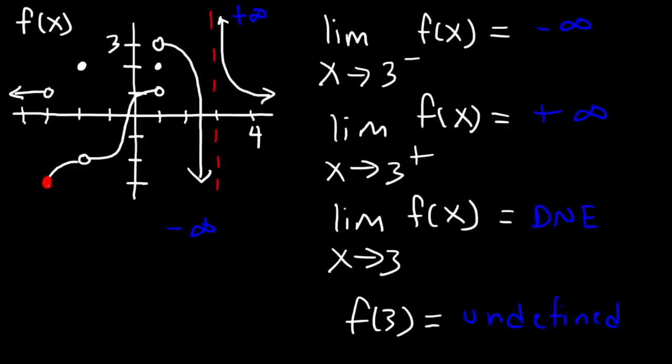So a good example of having a vertical asymptote at x equals 3 would be a function like this, 1 over x minus 3. And if you plug in 3, you're going to get 1 over 0, which is undefined. So whenever you have a 0 in the denominator, at that point you have a vertical asymptote, and it's undefined at that point.